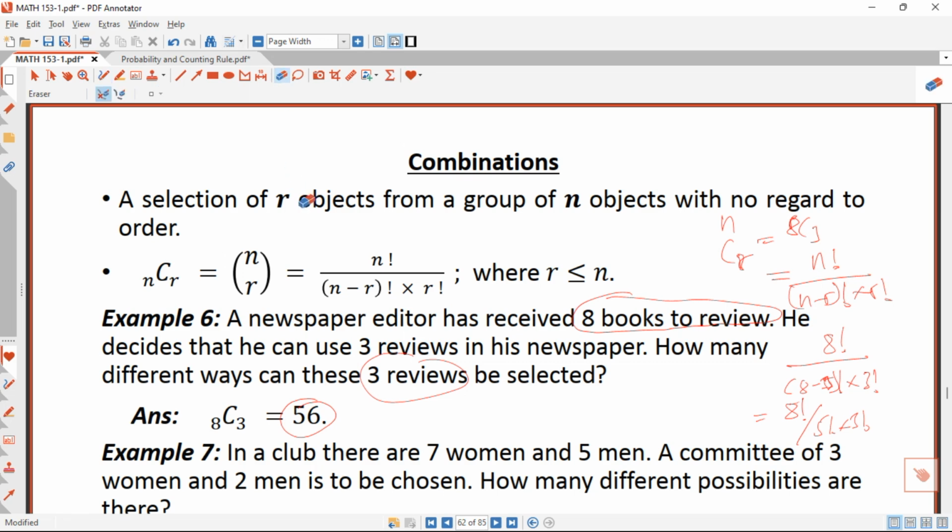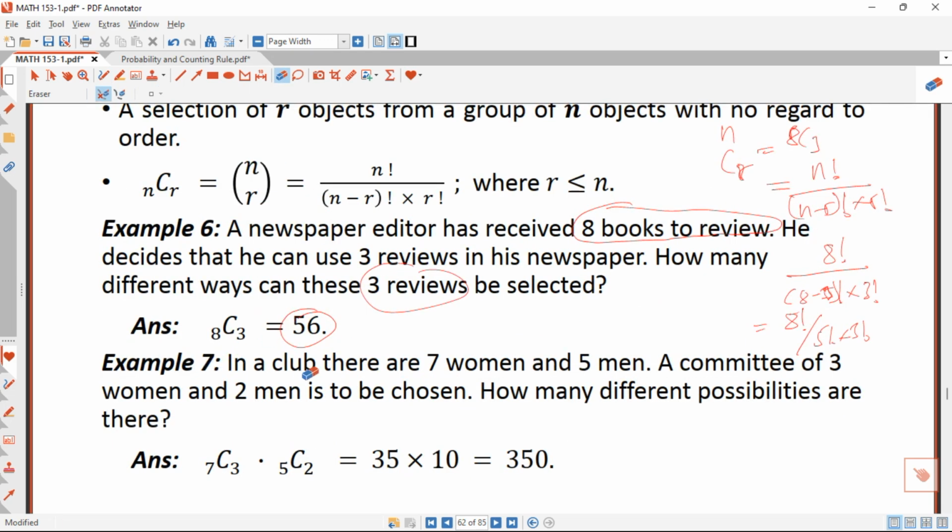So let's go to our next question. In a club, there are 7 women and 5 men. A committee of 3 women and 2 men is to be chosen. How many different possibilities are there? So here we have been given 7 women and 5 men, and for the committee we have 3 women and 2 men. So we are going to do the combination for the women and the combination for the men, and then just multiply them to get our different possibilities.